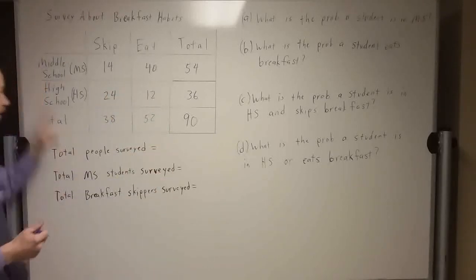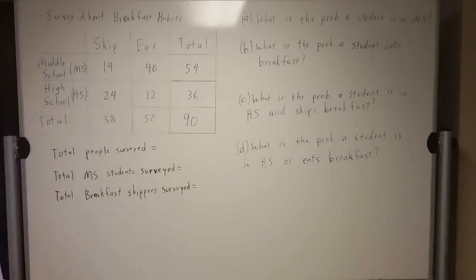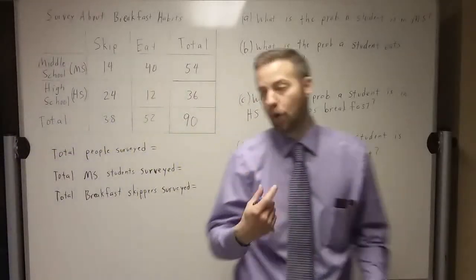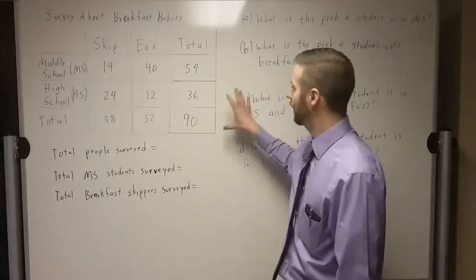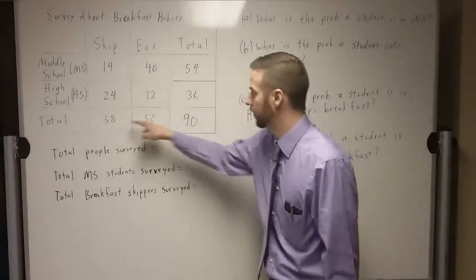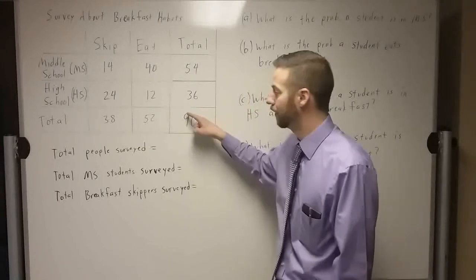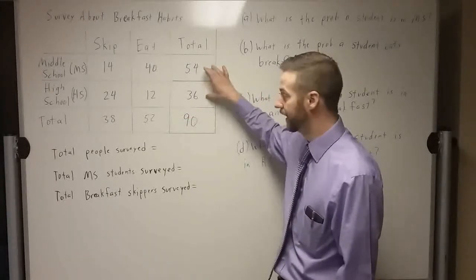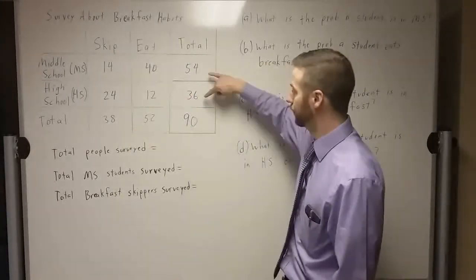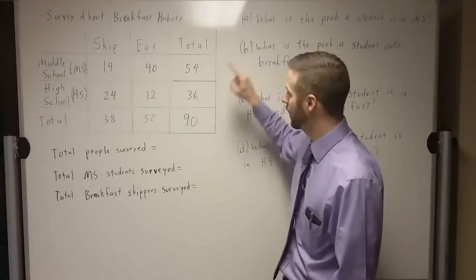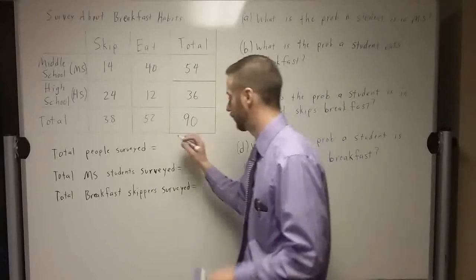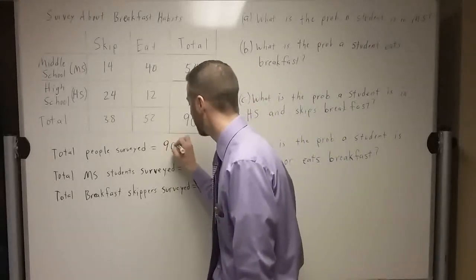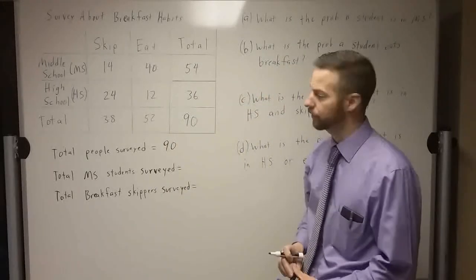First off, looking at this information, let's see if we can figure out how many total people were surveyed here. If you look at what we have going on here, we have this total column, and right here we have the total both directions. It comes out to the same number, 38 plus 52, 36 plus 54. They both equal 90. This is our total number of people surveyed. So we asked 90 students about their breakfast habits.